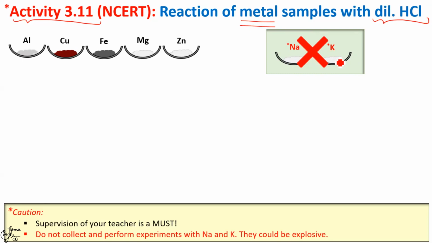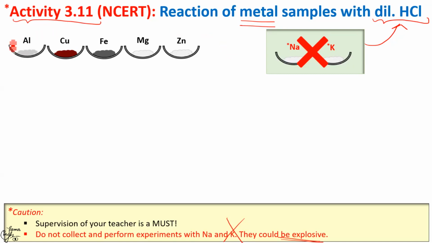You learnt in my previous videos that these two metals react vigorously even with cold water. Their reaction with acids could be explosive, leading to an untoward incident or a mishap. So I repeat, do not collect and perform experiments with sodium and potassium. They could be explosive. So these are the metals which we will react with dilute hydrochloric acid. All of them are readily available in your science laboratories.